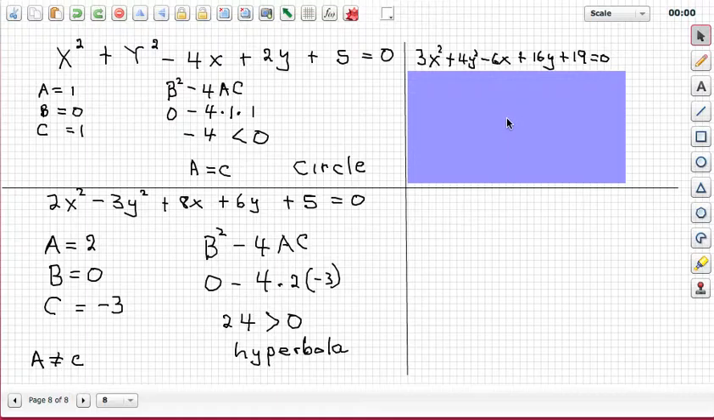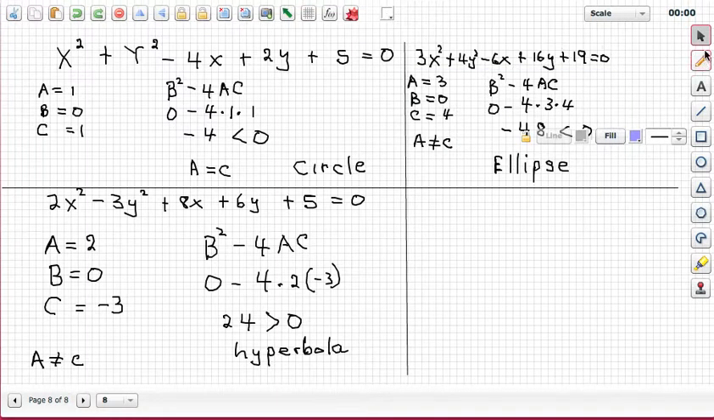Last one, you can pause the video and try this on your own, or you can stay with me. 3x squared plus 4y squared minus 6x plus 16y plus 19 equals 0. A is 3. B, there is no xy, so it's 0. C is 4. A is not equal to c. B squared minus 4ac, 0 squared minus 4 times 3 times 4, -48 is less than 0. You will predict that it's an ellipse.